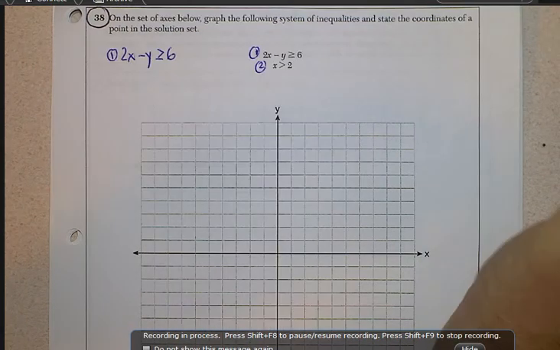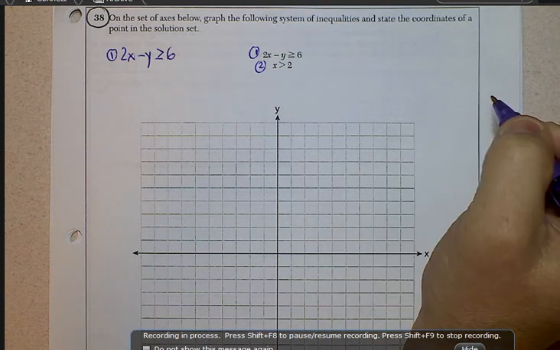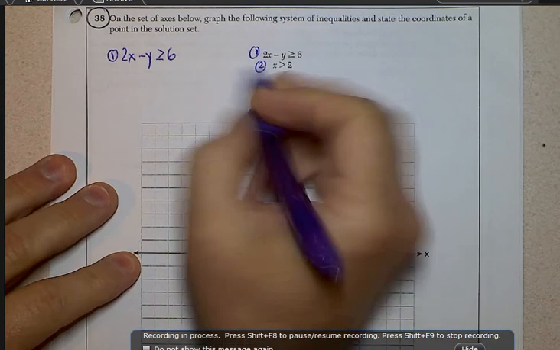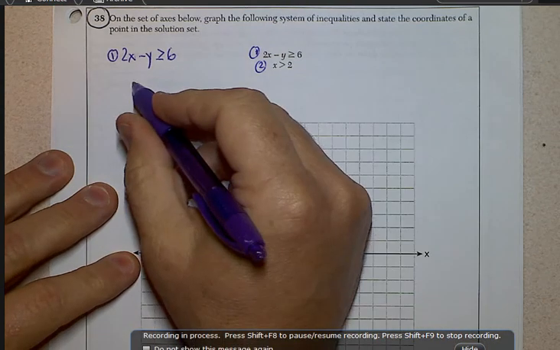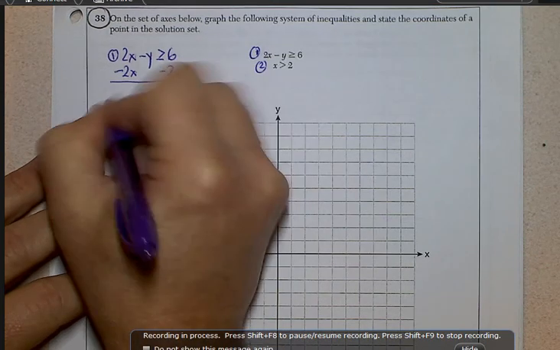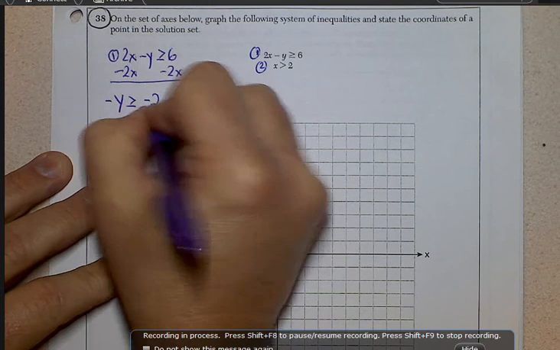One of the things that you could do is try to get y by itself. And when you get y by itself, because you want to get this in standard form, I'm going to take you through a few things to remember. The first is we're going to subtract 2x from both sides. That's going to leave me with -y is greater than or equal to, write the x term first, -2x + 6.